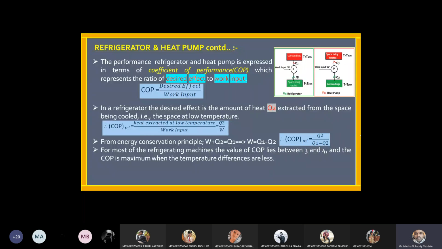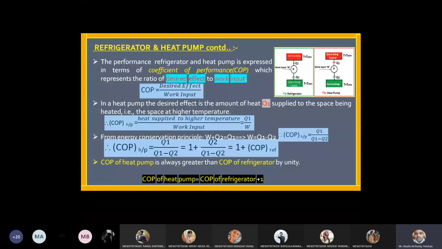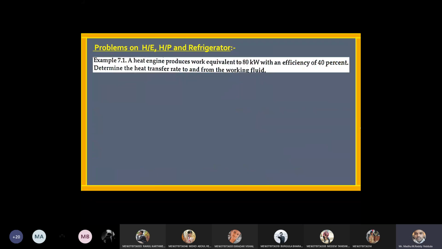So COP of pump we calculated as Q1 by Q1 minus Q2, and refrigerator is Q2 by Q1 minus Q2. This is the relation: pump is equal to 1 plus refrigerator. Okay, now we will solve the problem.